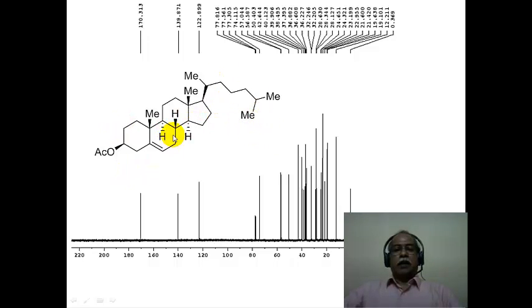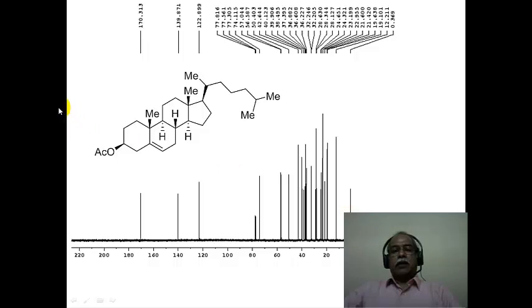Now, the most de-shielded carbon is the carbonyl carbon of the acetate, and that comes around 170 or so. So that can be readily identified. And the olefinic carbons also, these are the olefinic carbons. There are only 2 olefinic carbons which show up in the olefinic region. The more substituted olefinic carbon comes at a higher delta value compared to the less substituted olefinic carbon, which comes at a lower delta value. And this is a CDCl3 peak, the 3-line pattern that you see for the CDCl3.